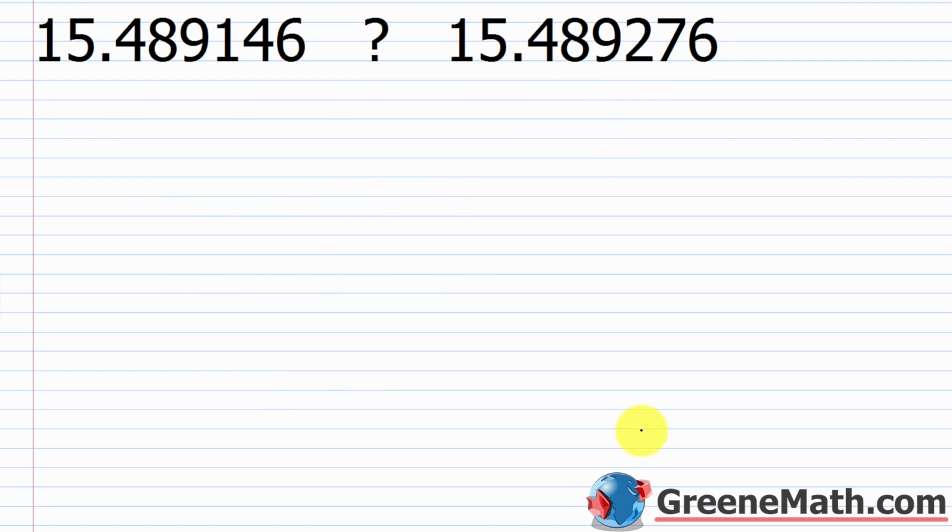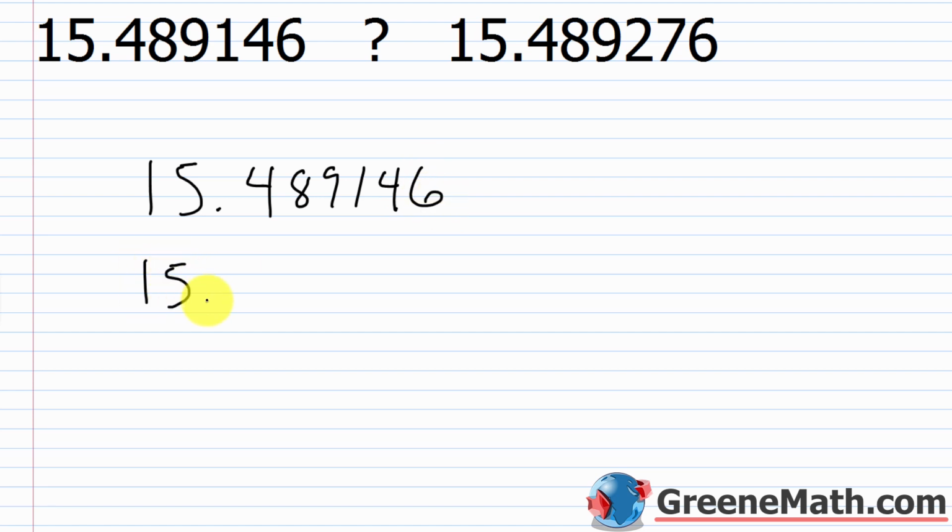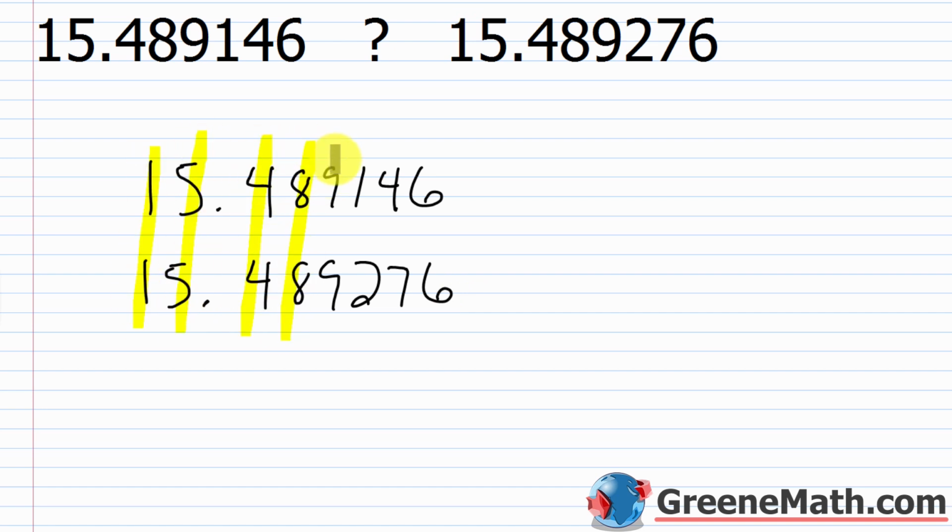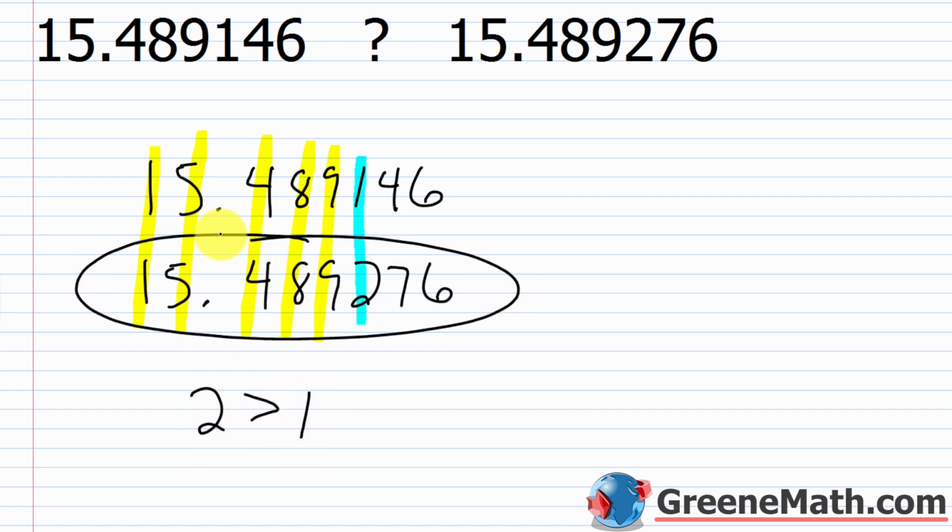All right, let's take a look at one final one. We have 15.489146, question mark, 15.489276. So again, I'm just going to stack the numbers on top of each other. 15.489146, 15.489276. And at this point, you can kind of just start eyeballing things. I can see that everything is the same going down until I get right here. And let me highlight that in light blue. So I have a 1 and I have a 2. 2 is larger, right? 2 is greater than 1. So that tells me that this number right here is going to be bigger.